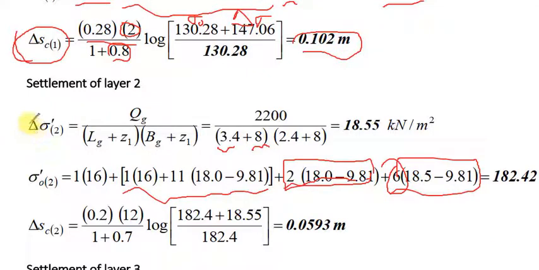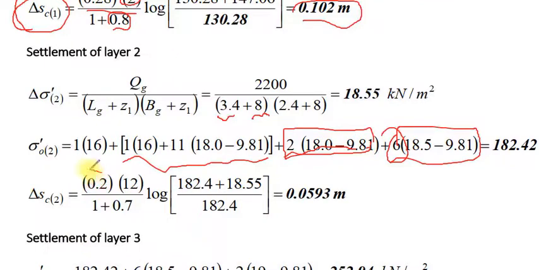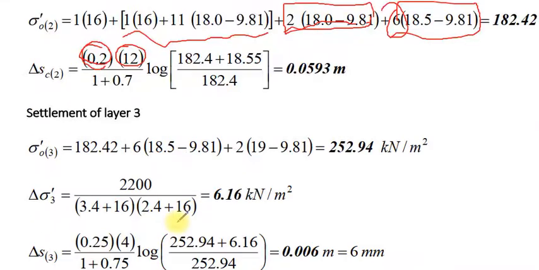Now replace delta sigma and sigma naught in the consolidation equation. The coefficient of compressibility for the second layer equals 0.2 multiplied by the thickness of the second layer equal to 12 meter, plus 1 divided by 1 plus 0.7, the original void ratio, log of sigma naught dash plus delta sigma over sigma naught dash. Sigma naught dash increases with depth, and the stress increase decreases with the depth.